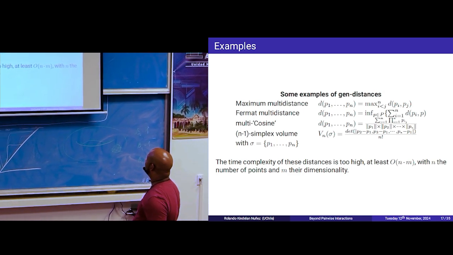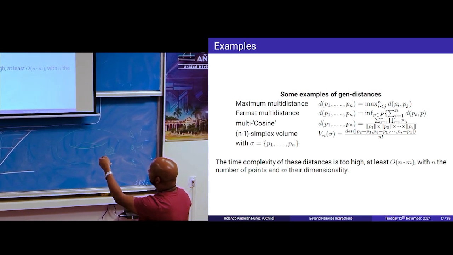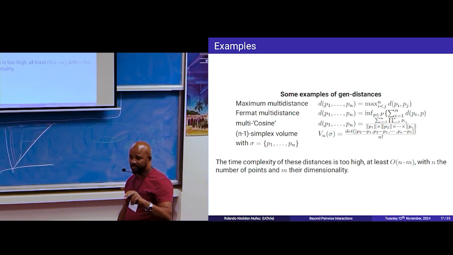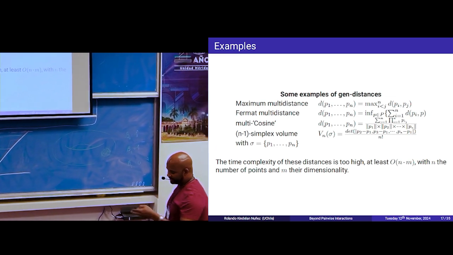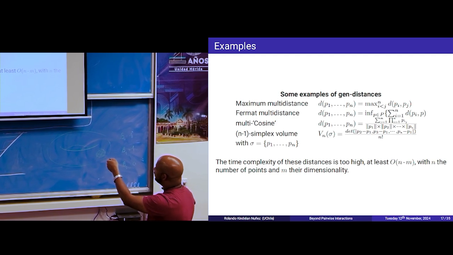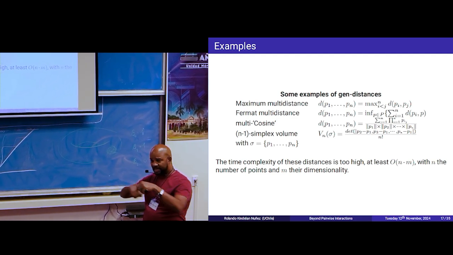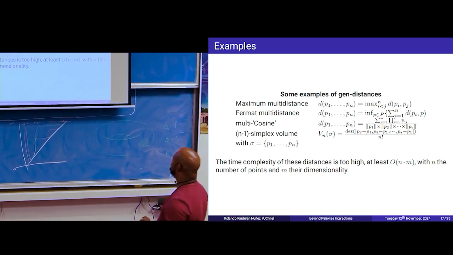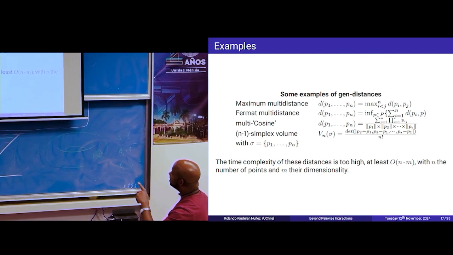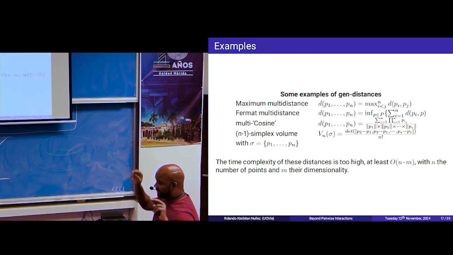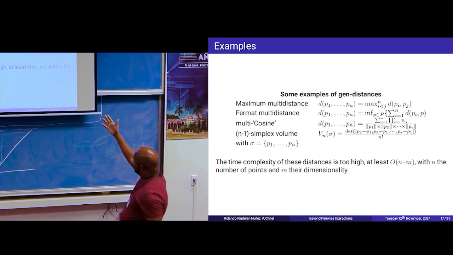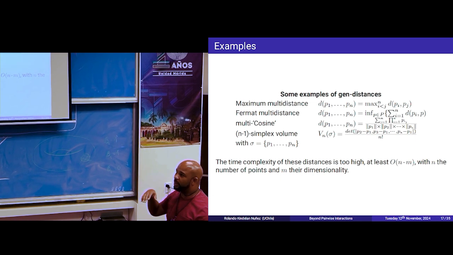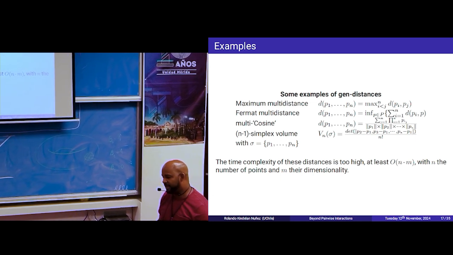generalized distances. For example, the first one is the maximum multi-distance, which corresponds to the Rips distance or to the flag complex distance, because once you compute the maximal distance among the one-skeleton, that will be the same distance no matter which dimension you want to analyze. The other is the Fermat multi-distance. Multi-cosine is in between, because this function has no geometrical interpretation until now.